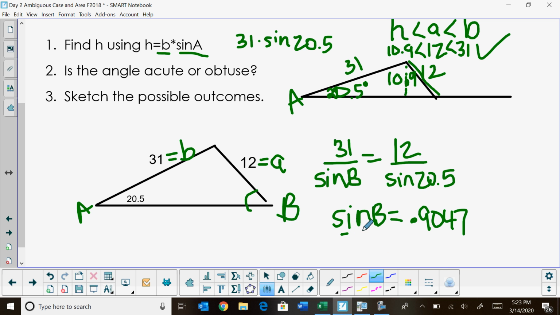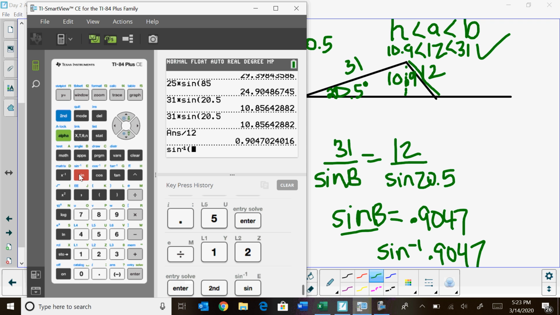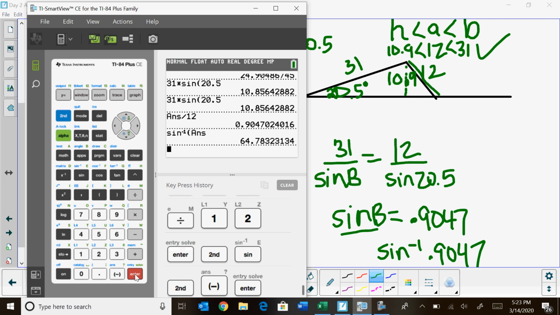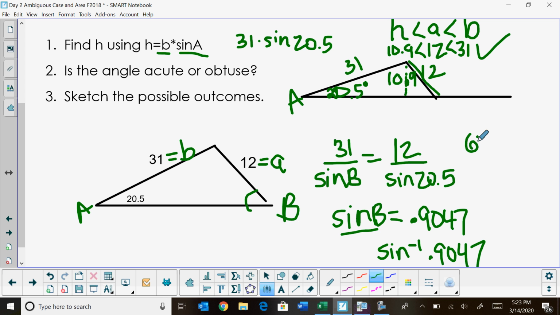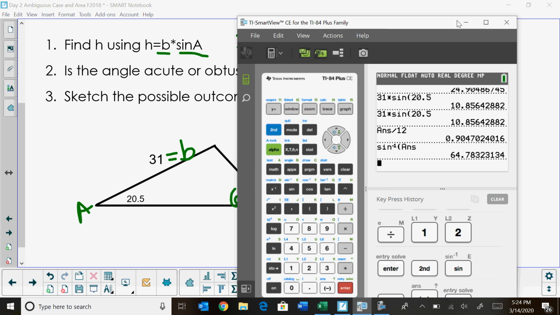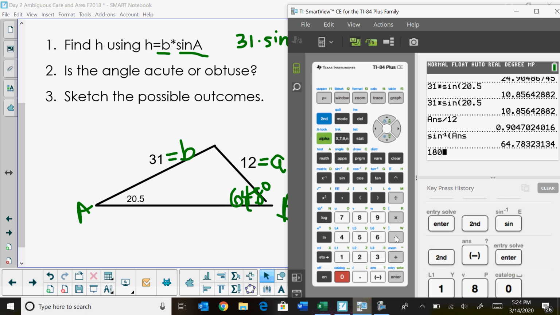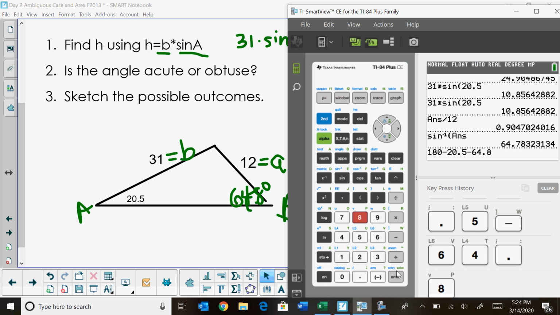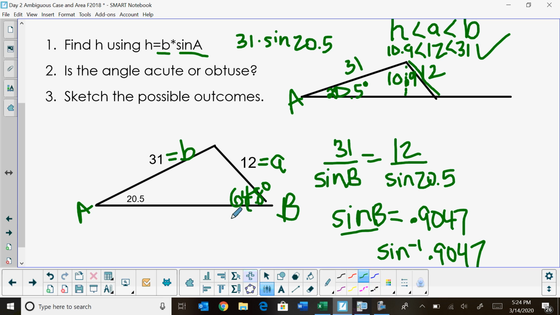To find the angle, I've got to use my inverse. So sine inverse is my next step of 0.9047. In my calculator, I'm going to do second sine of the previous answer. And I get 64 point, let's round it off to 8. 64.8 degrees. That is angle B. So let's put that over here. Now we can just use our calculators to find C. We can take 180, which is the sum of the triangle, minus 20.5, minus 64.8. And that gives us 94.7. So angle C is 94.7 degrees.